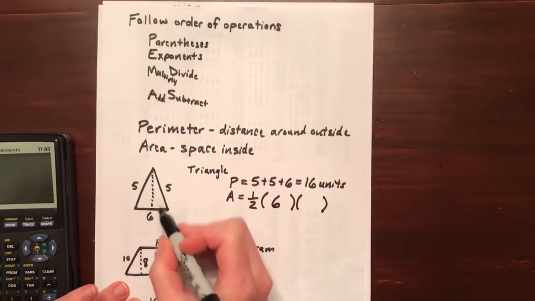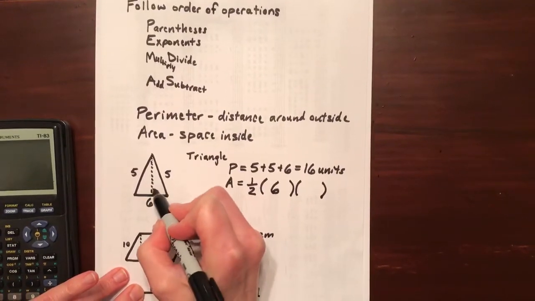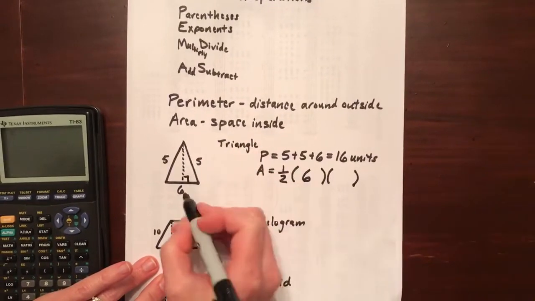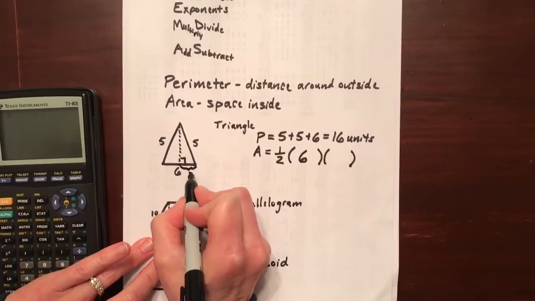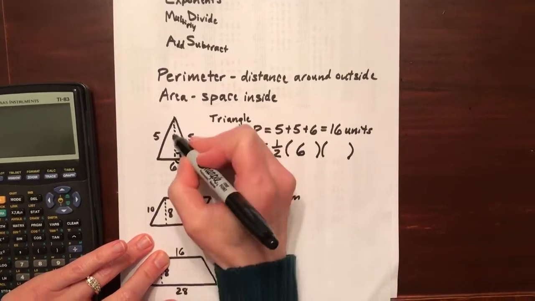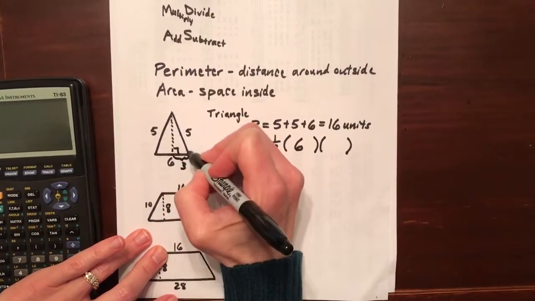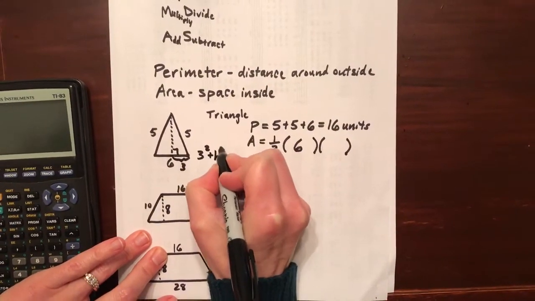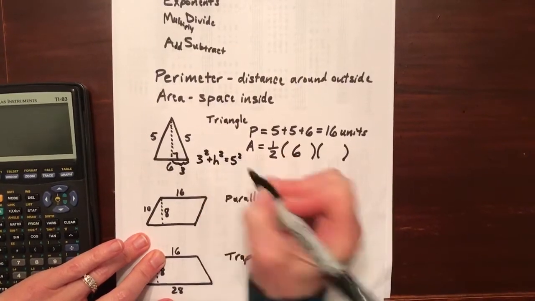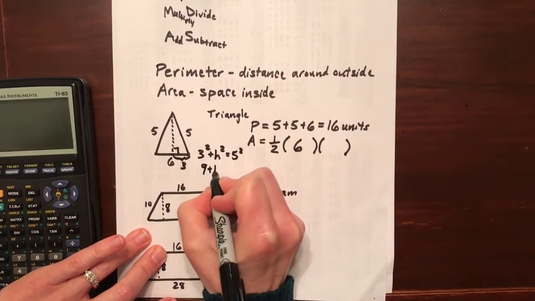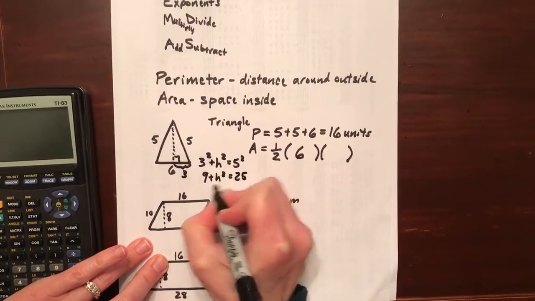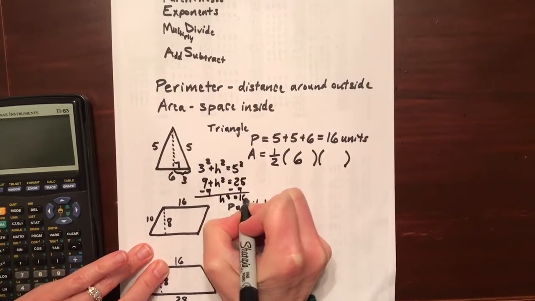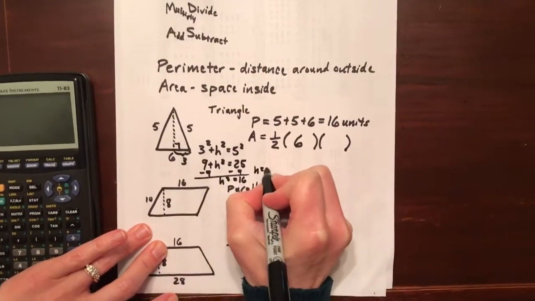And so to figure that out, I'm realizing that this is a right triangle, and I can use the Pythagorean theorem to find this missing height. Half of this distance would be 3, so that's the bottom leg, and then this other leg is missing, and then the 5 is the hypotenuse. So I'm going to do 3 squared plus the height squared will equal 5 squared. So 9 plus height squared equals 25. And when I subtract my 9, I would get height squared equals 16. And so the height would equal 4.